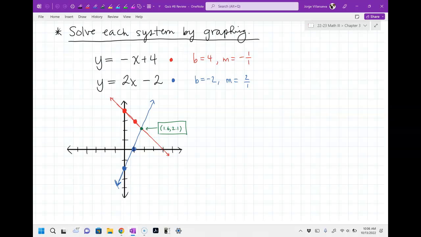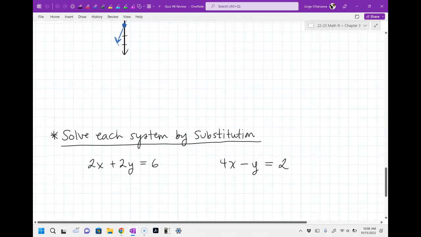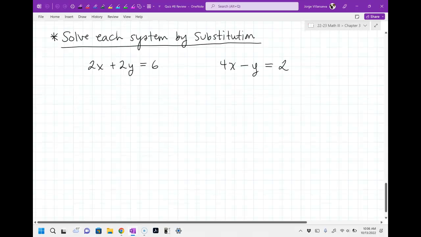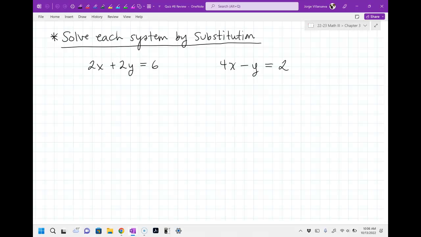All right, last one. Solve each system by substitution. Now you'll notice these are a little bit on the harder side because they're not solved for y already, right? When they were solved for y, we said those were the easier ones. So these are in standard form, so you're going to have to do it yourself. You could choose to solve for y on the left side, or even solve for x on the left side. Or you can choose to solve for x or y on the right side.